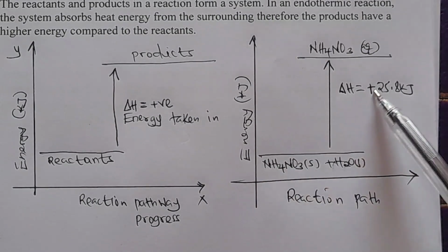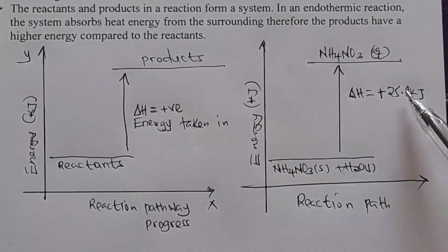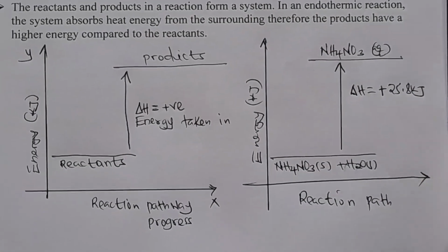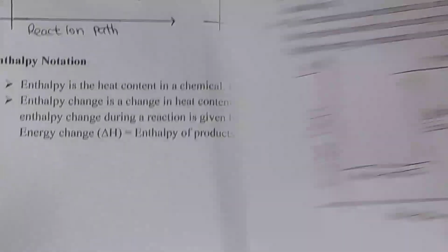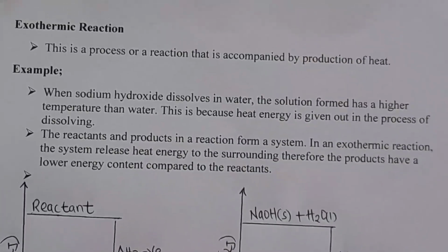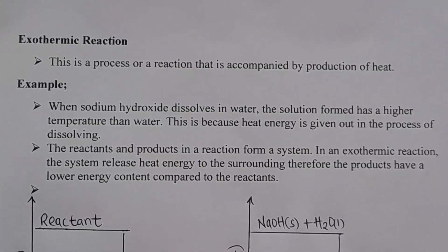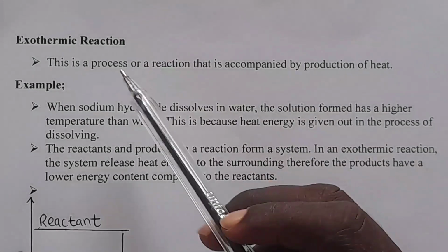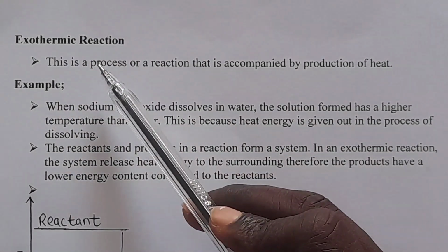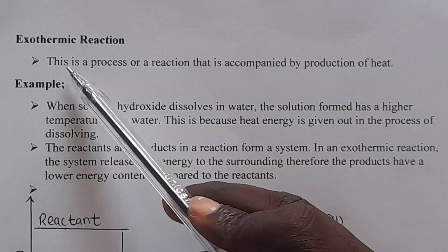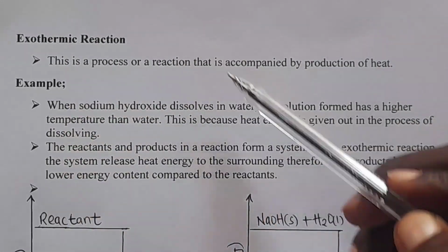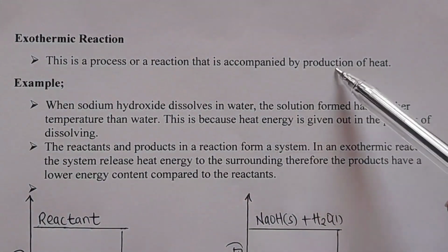So that means we are going to have a positive 25.8 kilojoules as the energy taken in when ammonium nitrate is dissolved in water. So let's go to the exothermic reaction. If you know endothermic reaction, you also know exothermic reaction. So what is exothermic reaction? It is the opposite of endothermic reaction. This is a process or a reaction which is accompanied by the production of heat.